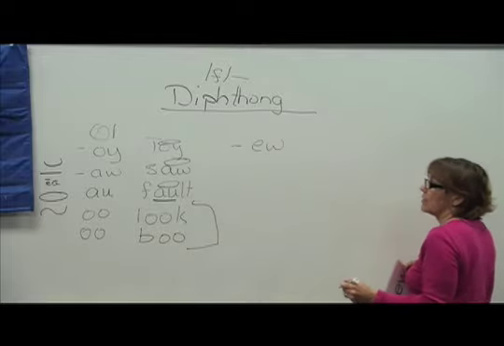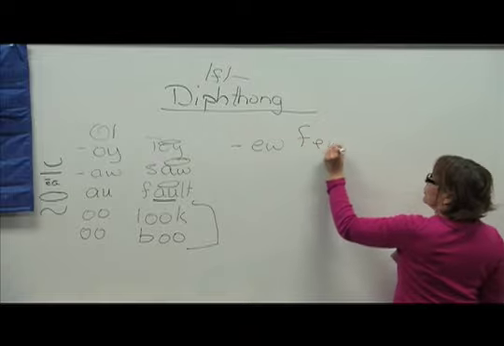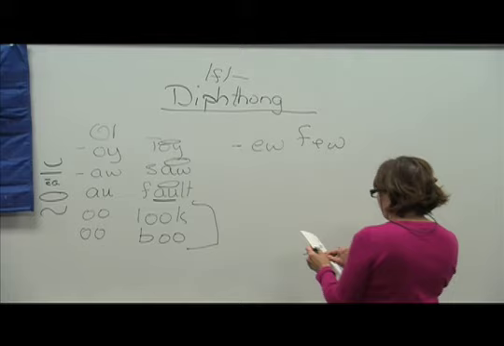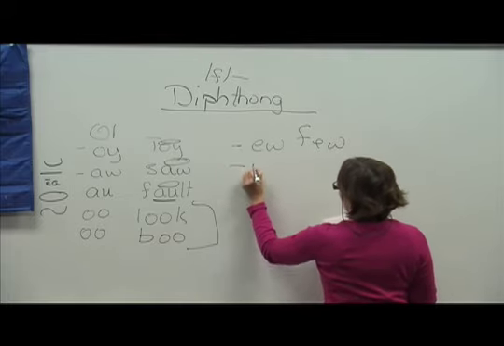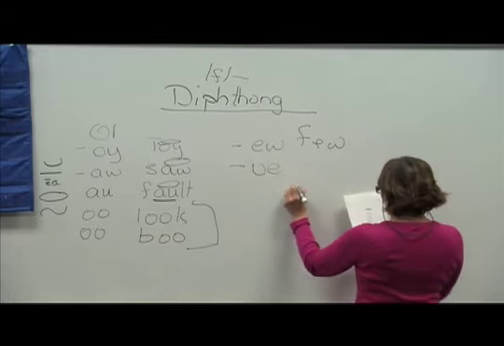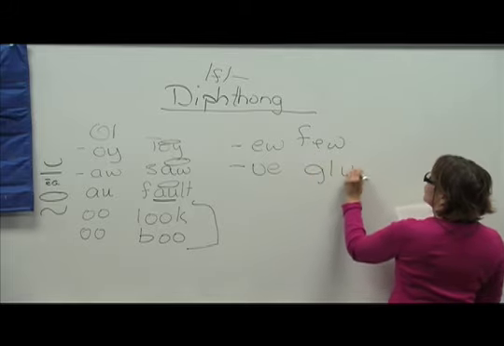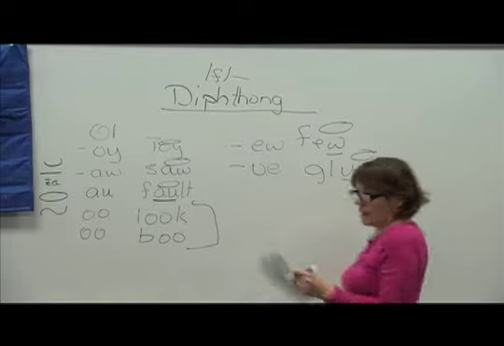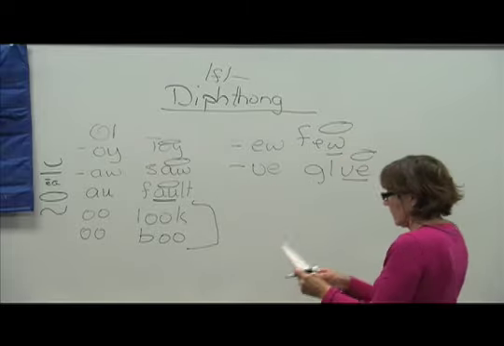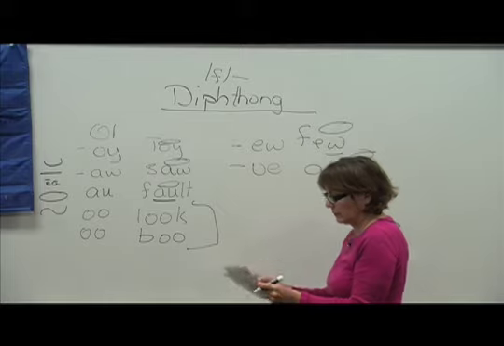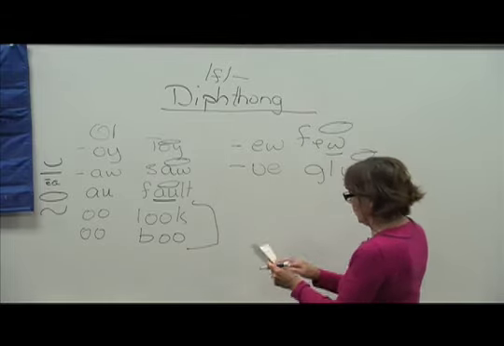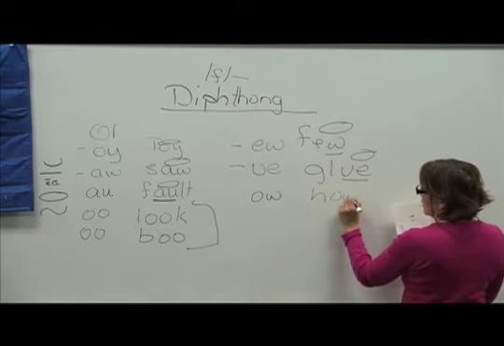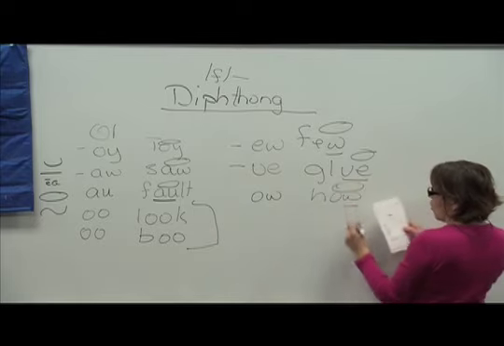E-W means it comes at the end of the word, like the word few. Okay? I've got EU, and this is rare. This is one of those exceptions, like the word glue. Okay. I did OW. Here's OW, like in the word how. So that sound is ow.